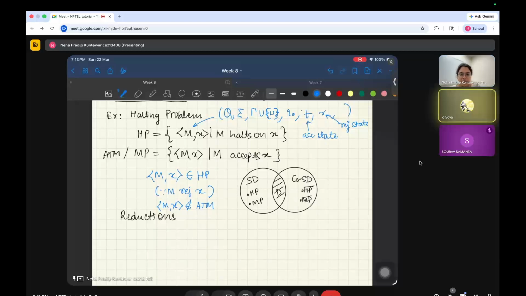Yeah, right, I understood. So the difference between this and the ATM lies only in this rejection thing, that there is a possibility of getting rejected also. This halting, whereas in the second problem, it has to be accepted only, and no other option. Yes. And all M is delta here.